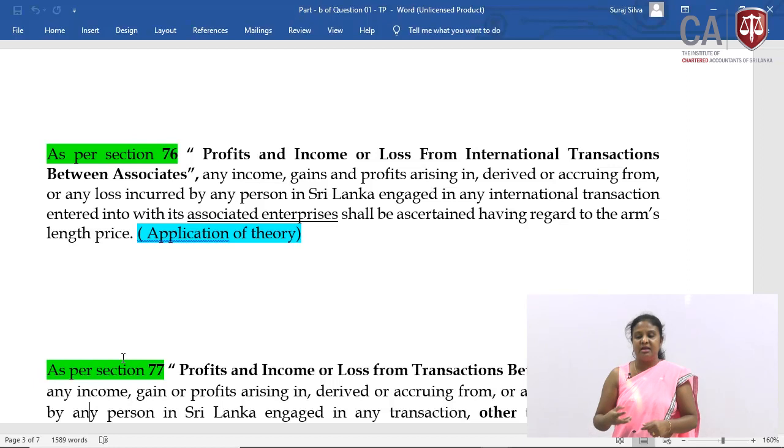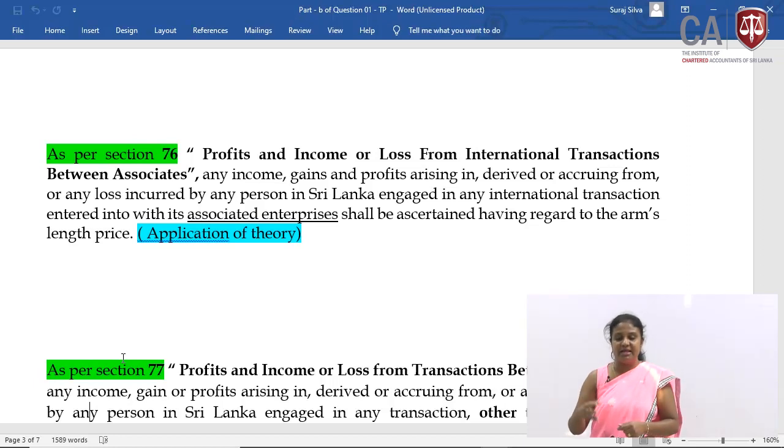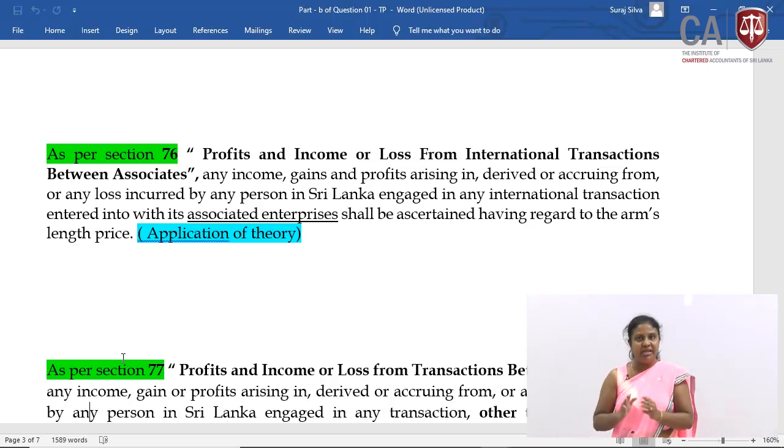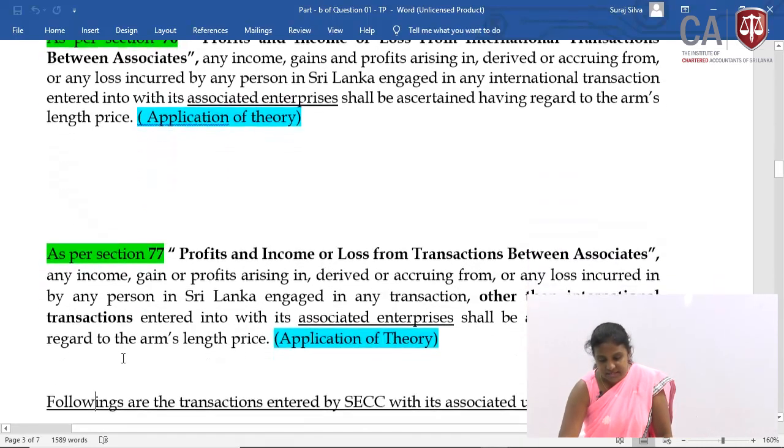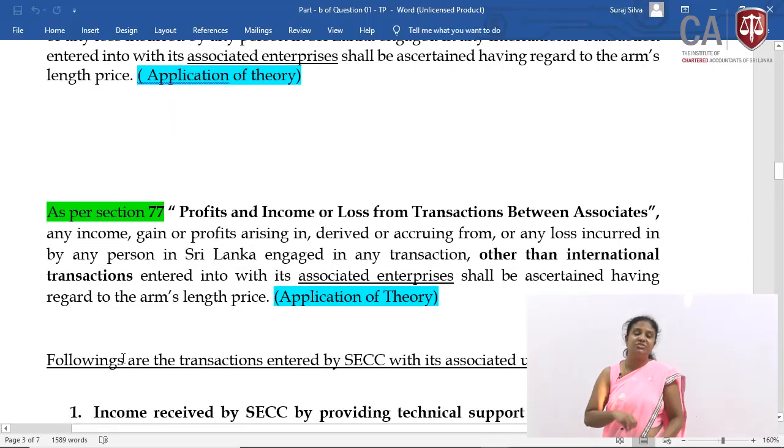Shall be ascertained having regard to the arm's length price. It is the application of the theory. It's for international transactions, and section 77 is for domestic transactions.